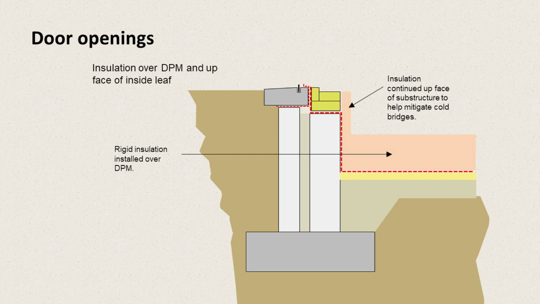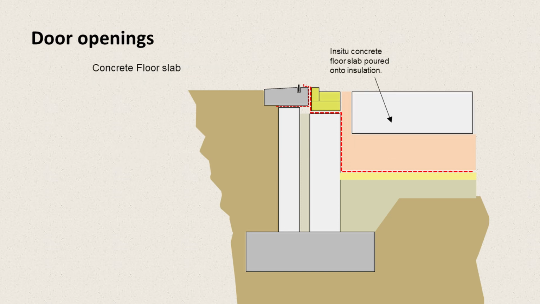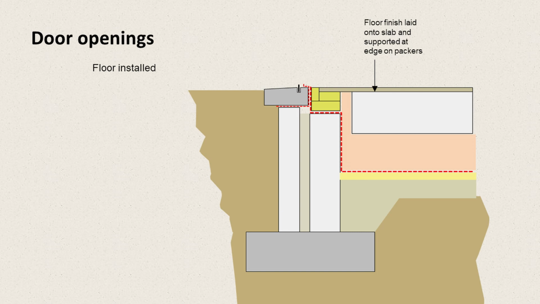We can then insulate the inside. We can put rigid insulation over the DPM, and we would continue insulation up the face of the wall, lapping over the top of the timbers, and then pour our in situ floor slab. After which the floor finish can be laid. It's supported on the floor slab, but also fixed back to those timber bearers.